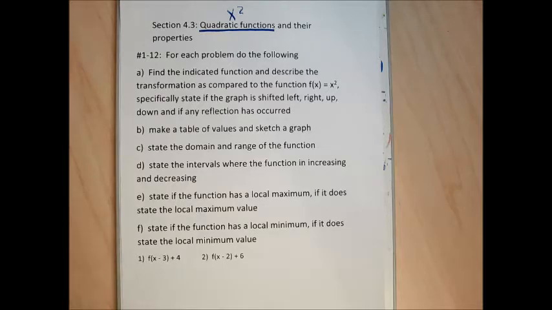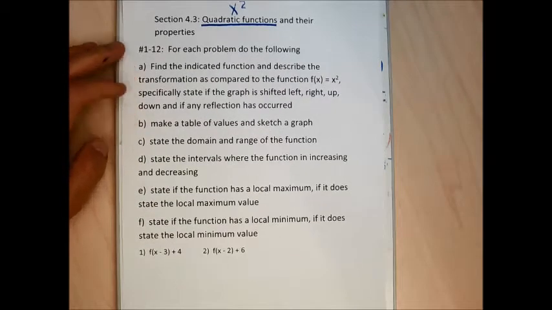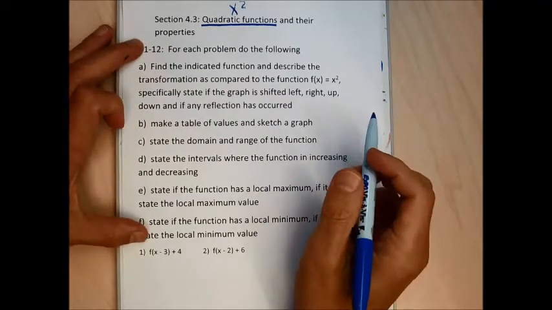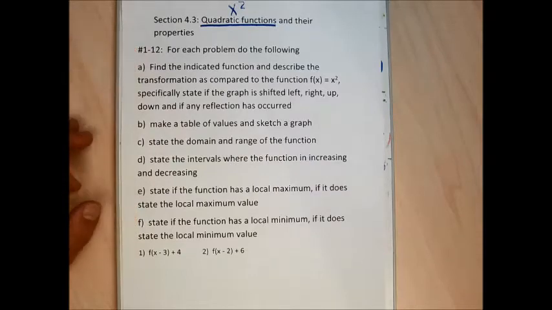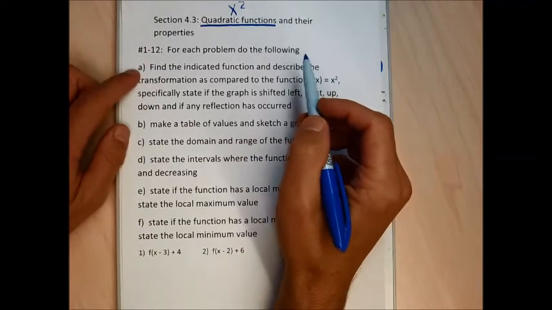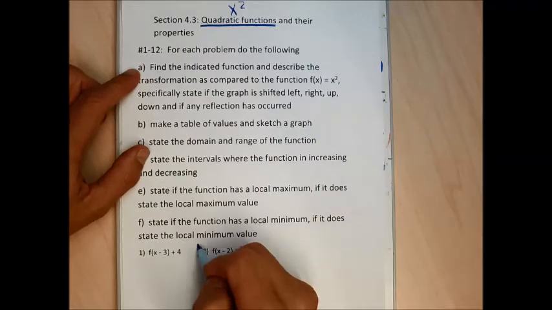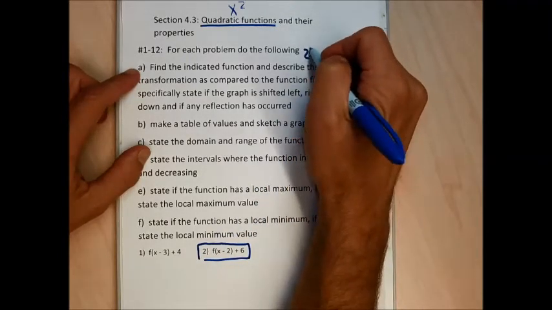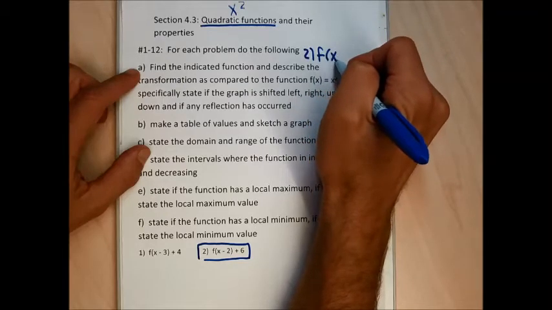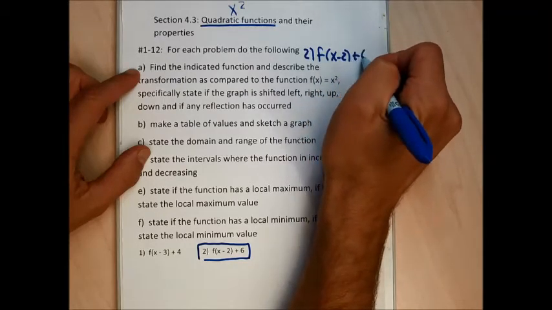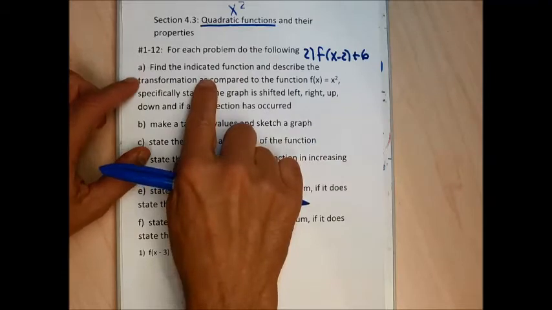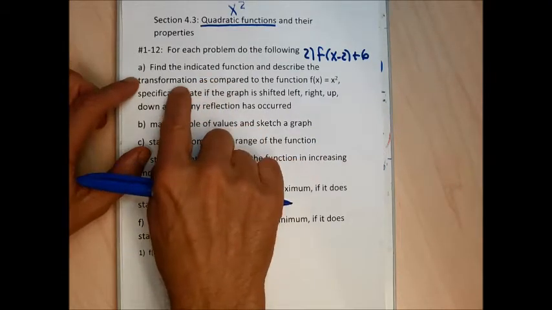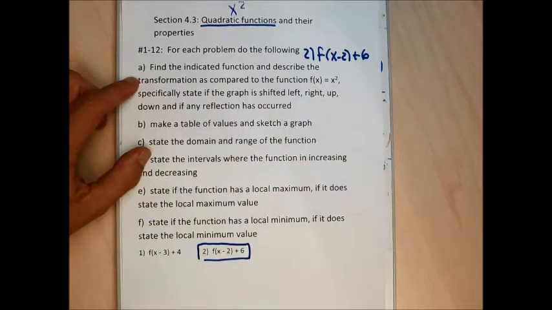So I'm just going to jump into these problems. This should be a pretty friendly section. Each one of the first 12 problems has f parts, which is kind of ridiculous, but I'll deal with it. So first it says find the indicated function. If I look at problem 2, it asks me to find f of x minus 2 plus 6. We've done this a bit in the last chapter. It says find the indicated function and describe the transformation compared to f of x equals x squared.